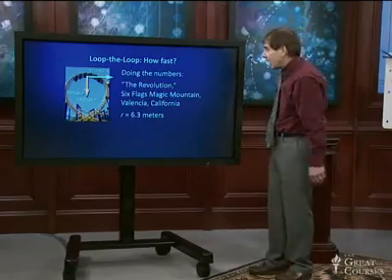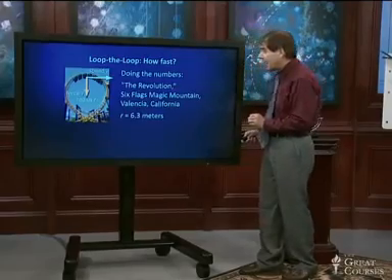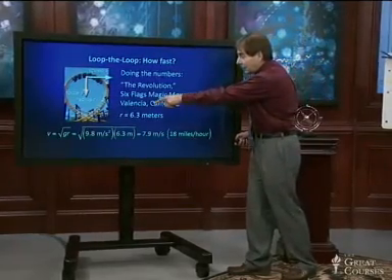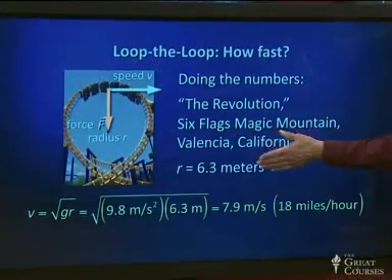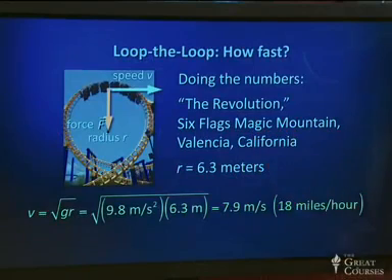Let's do some numbers on that. Here's a particular loop-the-loop track, the Revolution at Six Flags Magic Mountain. The radius is 6.3 meters. If I work out my result, v equals the square root of gr. g is 9.8 meters per second squared, r is 6.3 meters. That comes out to 7.9 meters per second, which is about 18 miles per hour.